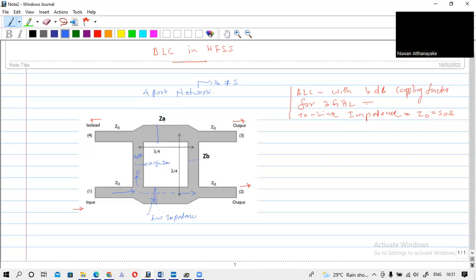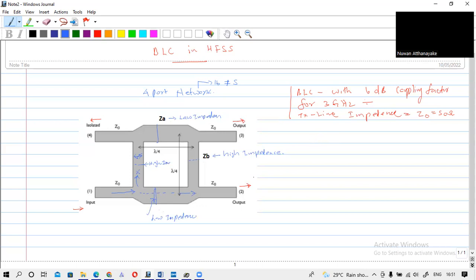Okay, so I take ZA as low impedance. ZA is the low impedance, and ZB is the high impedance. So we are going to design this branch line coupler in a substrate. So what is a substrate?